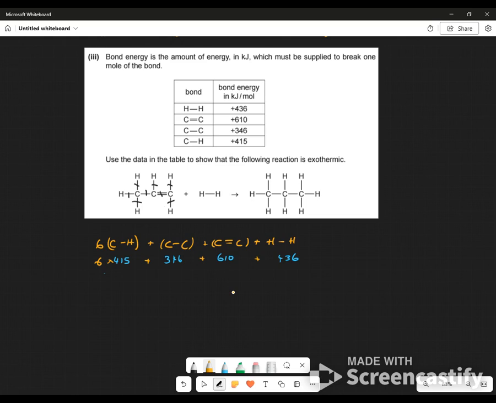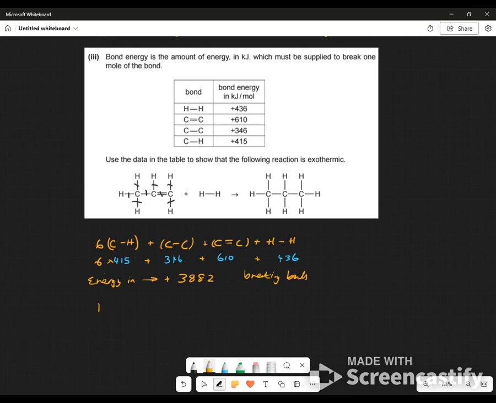So it's 6 times 415 plus 346 plus 610 plus 436. So to break all of the bonds, it costs me 3882. And the energy had to go in because we're breaking these bonds. Breaking bonds. That's the energy that went in. Energy in is this. Okay, so what's energy out then?